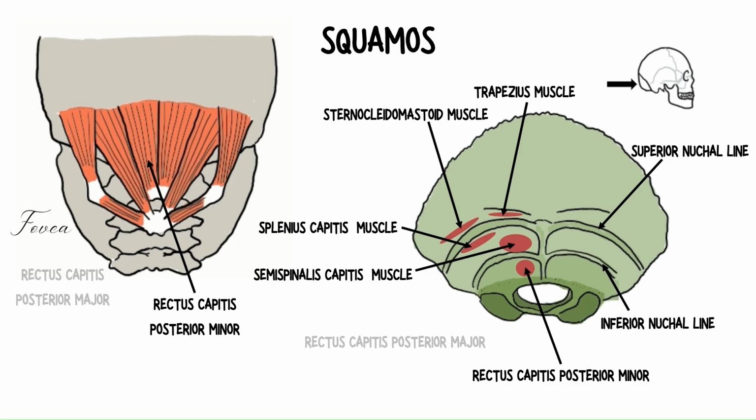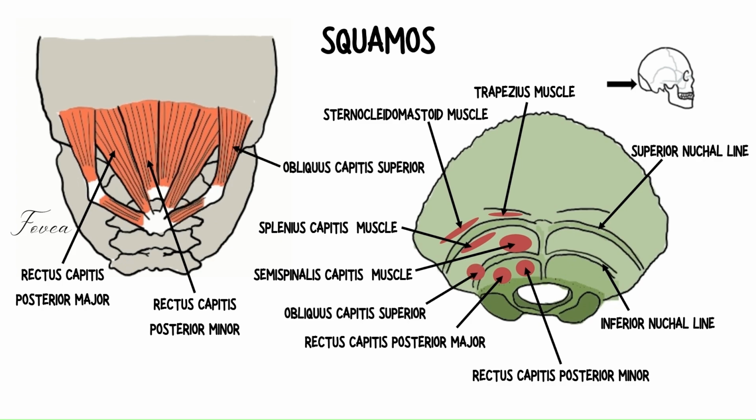Rectus capitis posterior major muscles arise from the spinous process of the axis and insert into the lateral part of the inferior nuchal line of the occipital bone, and the obliquus capitis superior muscle arises from the superior surface of the transverse process of the atlas and inserts between the superior and inferior nuchal lines.